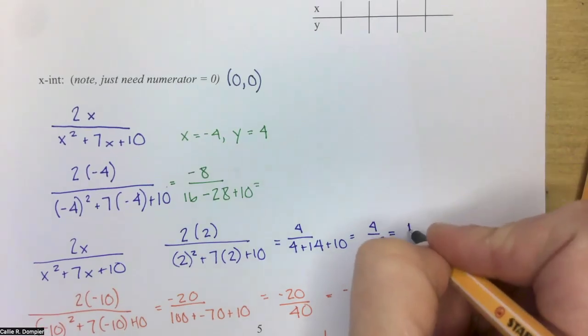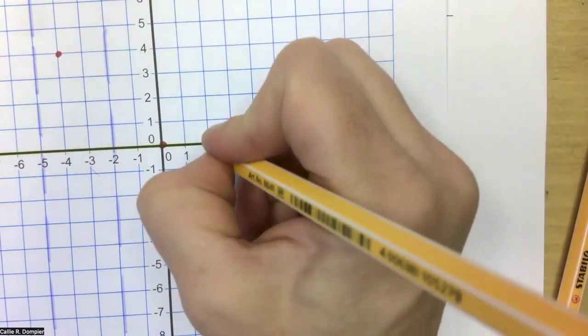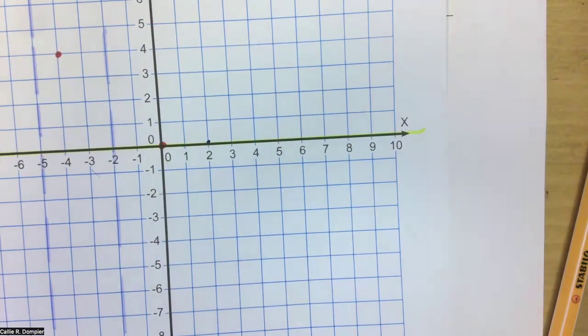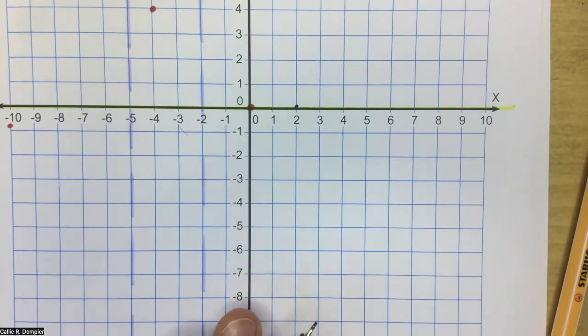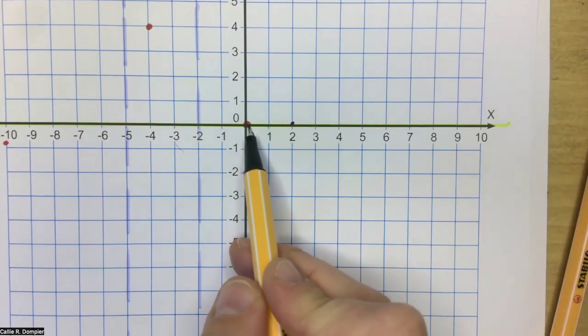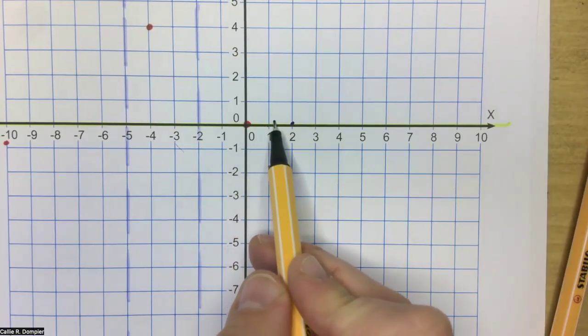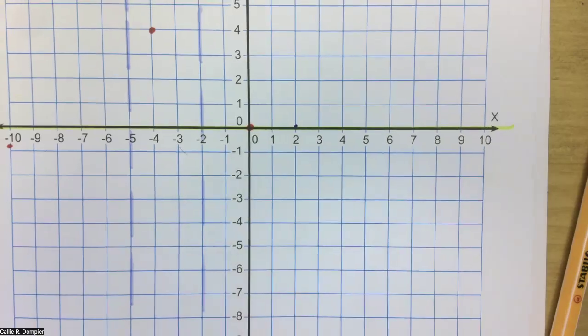I guess you could simplify to 1/7. So when x is equal to 2, y is equal to a positive 1/7. It'd be way down here, but it hasn't crossed that line, right? And let's do one more over here that's past this. So if I know if I'm going up like that or down like that. So negative 1.